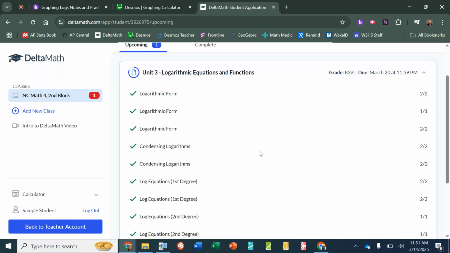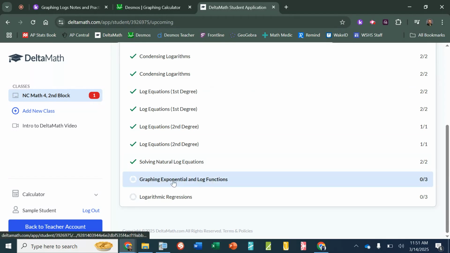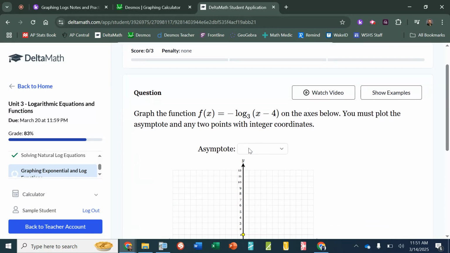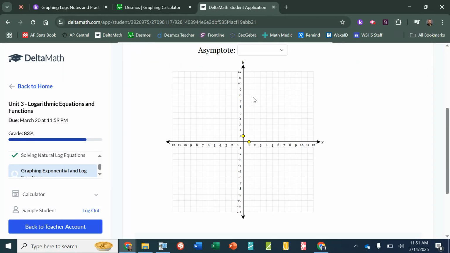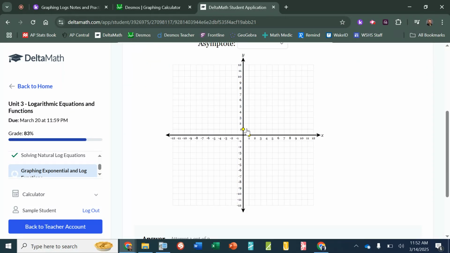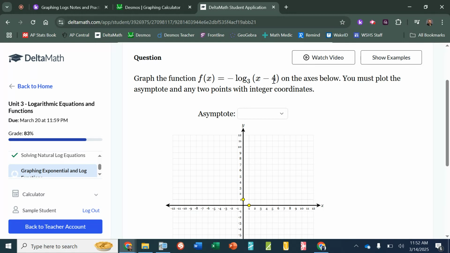So we'll go to second block. And you'll see that the next skill is graphing exponential and log functions. I believe what they've done is removed the exponential, so they're just going to have us graph the log functions. This is one of the ones where you're going to have to move these yellow points to match what the log function is.